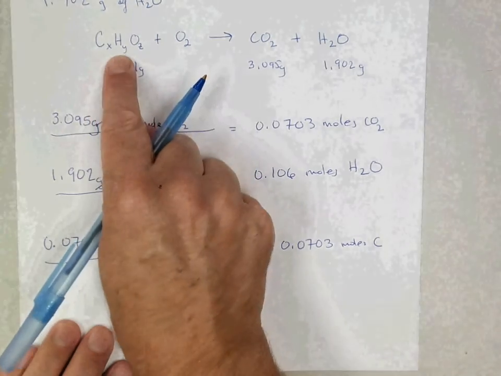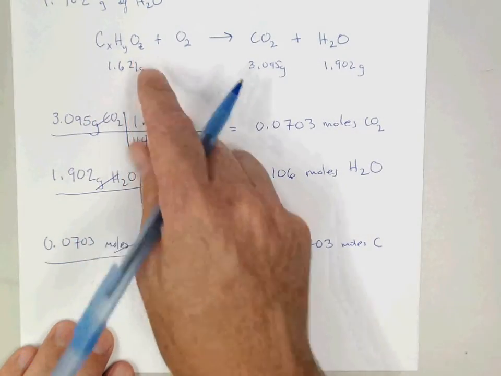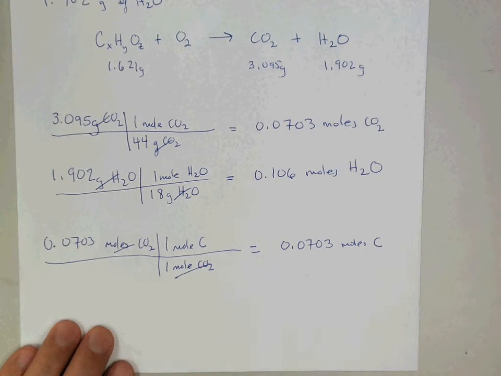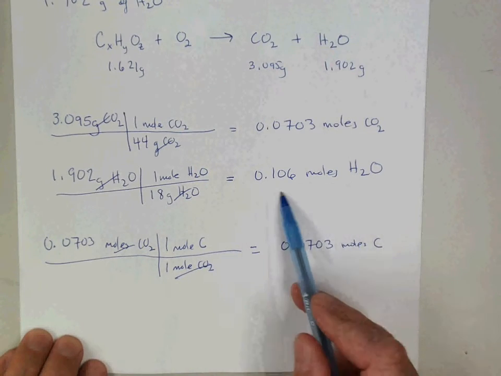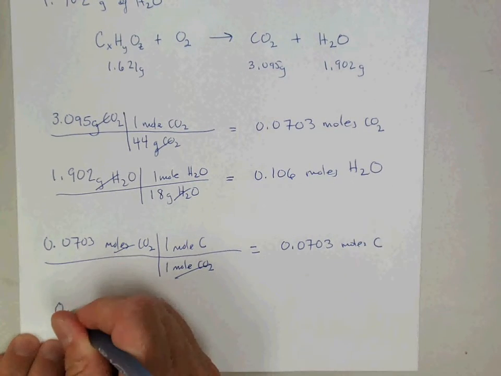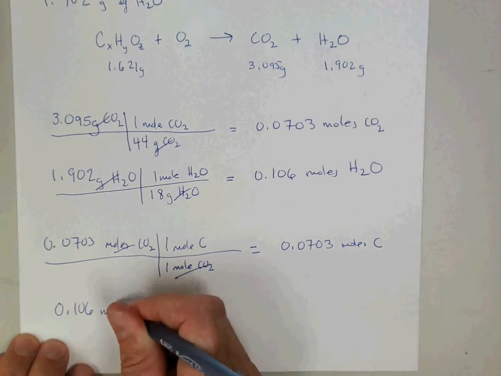Now I need to find the moles of hydrogen and the moles of oxygen before I can go back to our normal problems where we divide by the smallest number and look for the whole number ratios. So the next thing I'm going to do is take my moles of water, 0.106 moles of H2O.